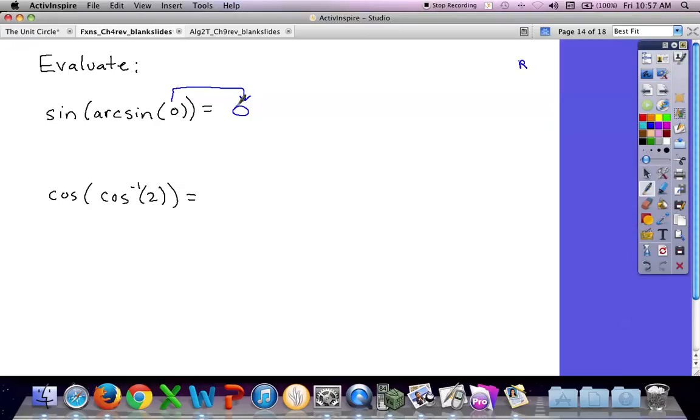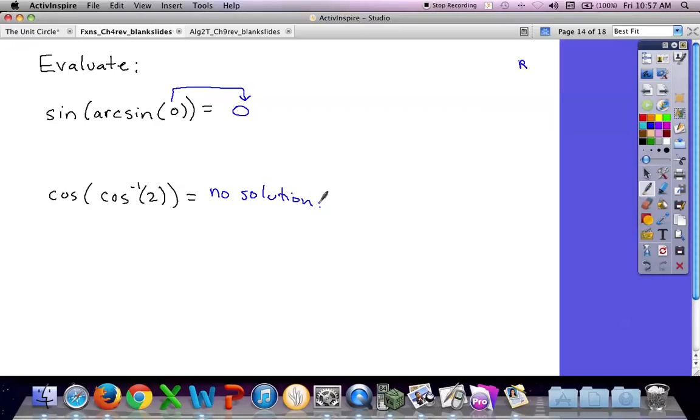Okay. If I look at this one, the cosine of the cosine inverse of 2, is 2 in the domain? Can cosine equal 2? No. I mean, remember, when you're reading an inverse function to yourself, you're saying, where does cosine equal 2? It never does, because it goes between negative 1 and 1. So that 2 is not in the domain, so this is no solution. Right? It's all about domain. There's no triangles to draw or anything like that.